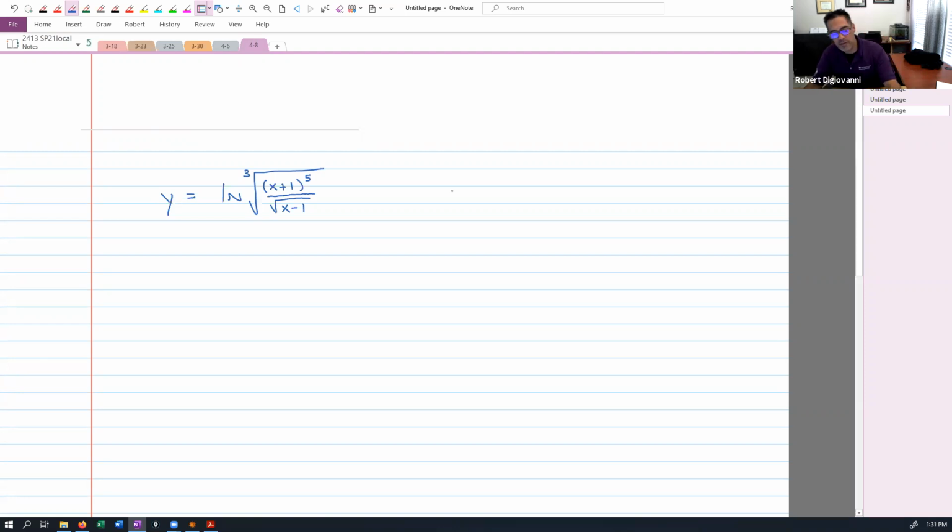What needs to be very clear to everyone here is that the thing inside the natural log is all of this stuff. This is the argument of the natural log function. Since it's inside, I can use properties of logs if possible. So does anyone see what I need to do first?